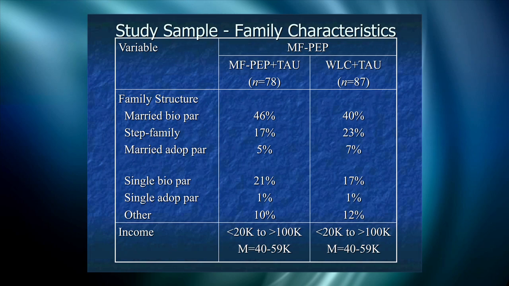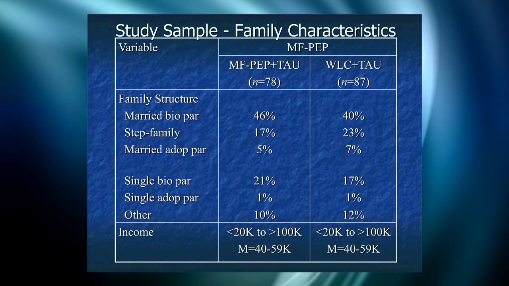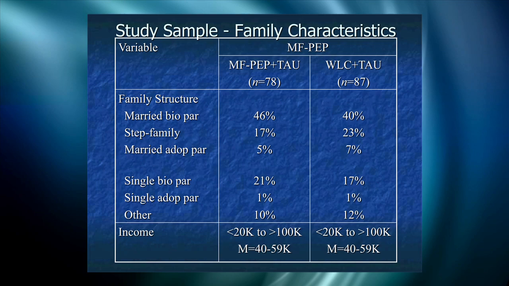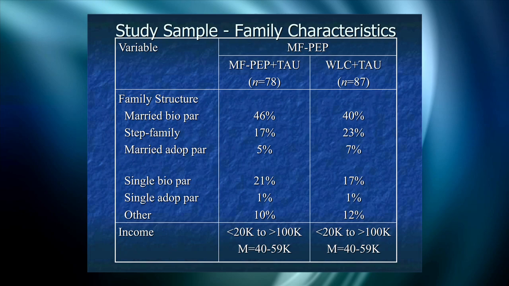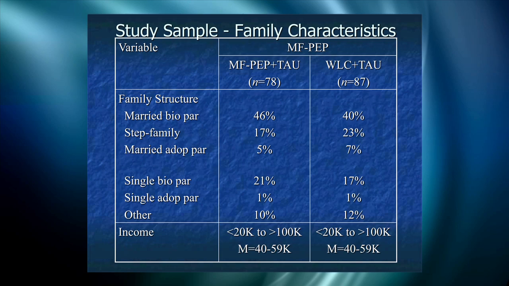We had married biological parents, step families, married adoptive parents, single adoptive parents. We had grandparents raising kids. We had lesbian couples. We had every possible imaginable family structure in our study. Wide range of income. The majority of families were in that 40 to 60,000 range. We did some analyses looking at the role of SES, and it impacted nothing on outcome.